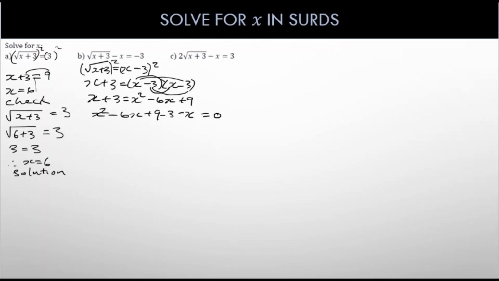When we're adding like terms here, I'll have x squared, and then minus 6 and minus x is negative 7x, and then 9 minus 3 is plus 6, equal to 0. So very simple there. And if we look at our factors, it's x minus 1 and x minus 6 is equal to 0. So I'll have x is equal to 1 or x is equal to 6.